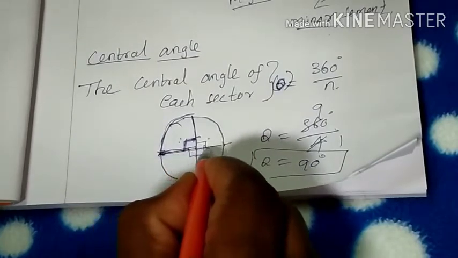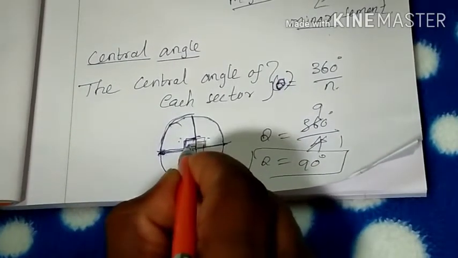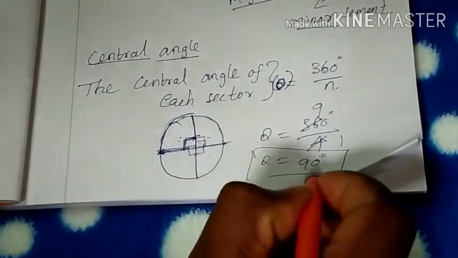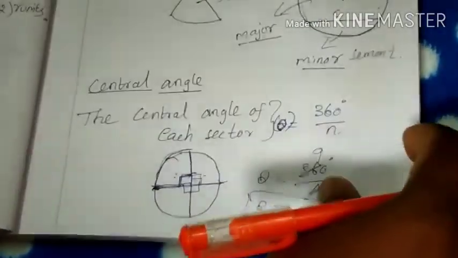So what is the central angle of a semicircle? 90 plus 90, that is 180 degrees. Okay, that's all.